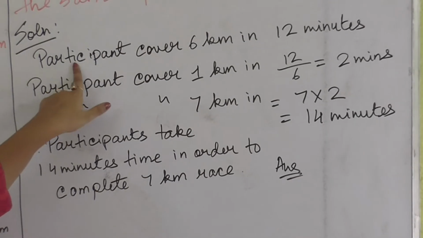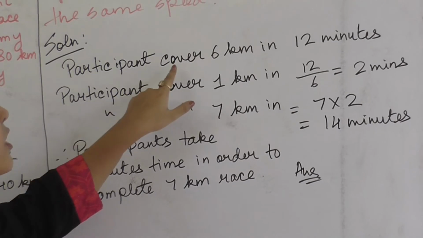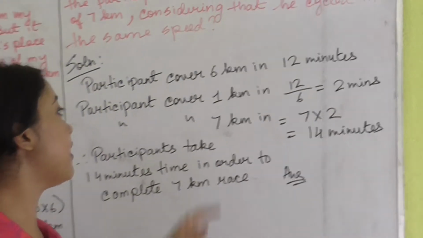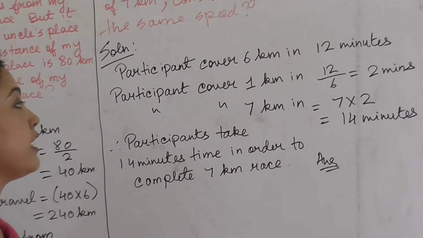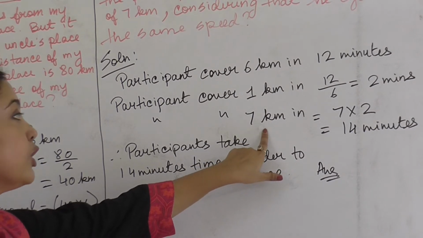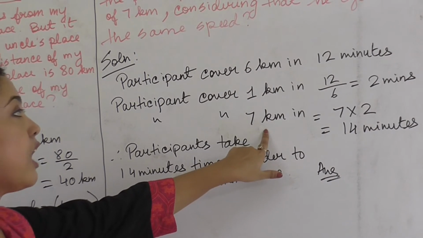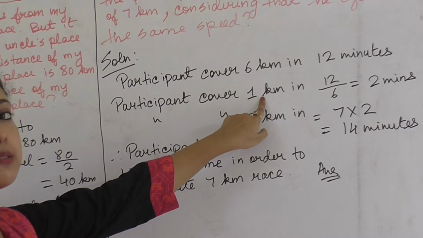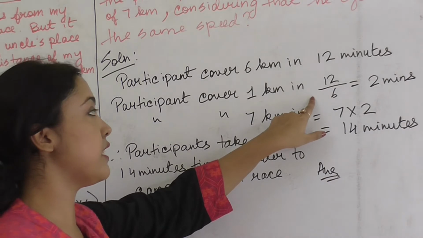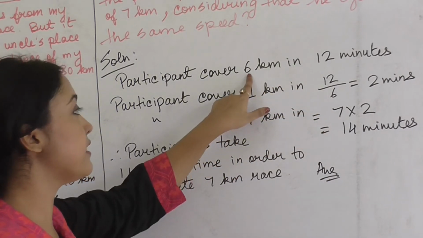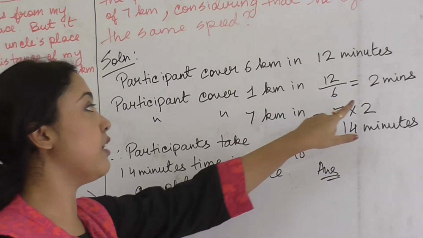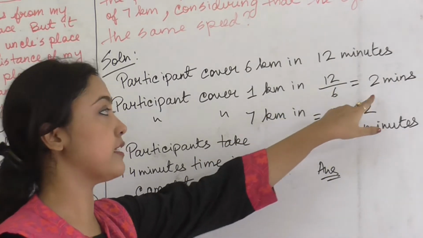Here it is given that the participant is covering a 6 kilometer distance in 12 minutes. First of all, in order to find out in how many minutes 7 kilometers is covered, you have to first find out in how much time 1 kilometer is covered. How will you find out? The participant will cover 1 kilometer in 12 divided by 6, that is 2 minutes. 1 kilometer will be covered by the participant in 2 minutes.